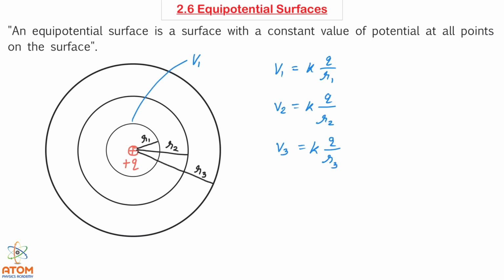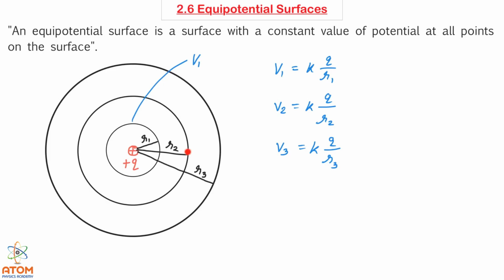Now, let me explain this. On this whole surface, I repeat, this is a spherical surface with radius r1 and coinciding with this charge q. So, this point is at distance r1. So, obviously, every point on this surface will be at distance r1 only. And so, as per this equation, the potential on this surface at every point, whatever point you choose, will be the same, and that will be V1. So, this becomes one equipotential surface.